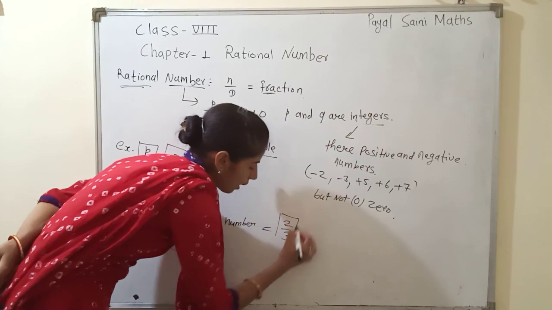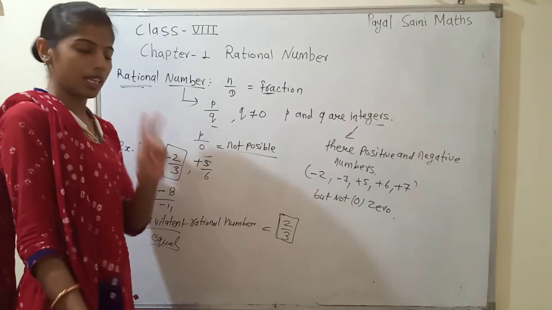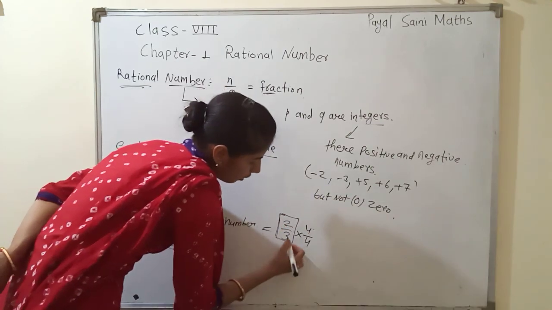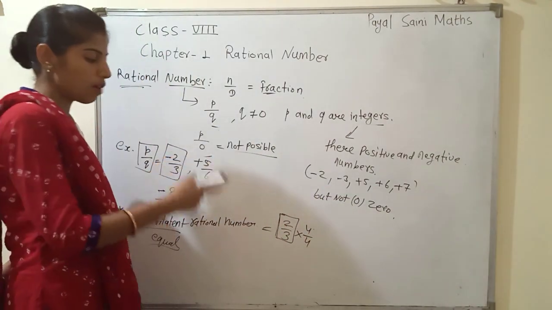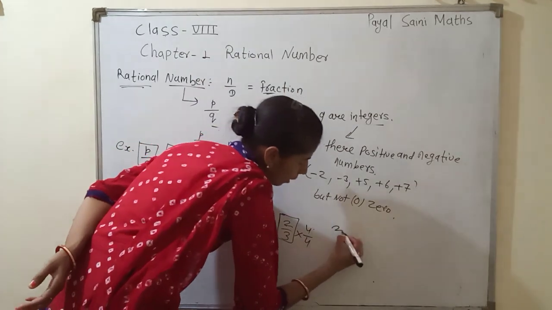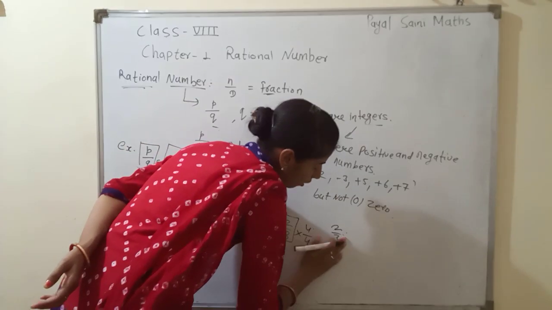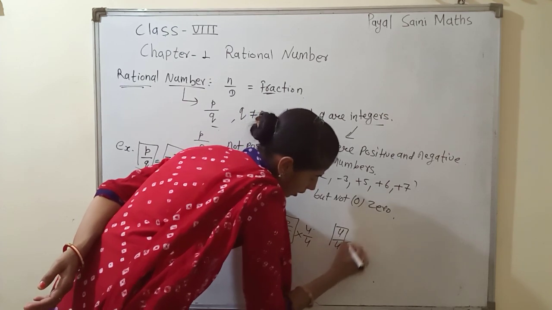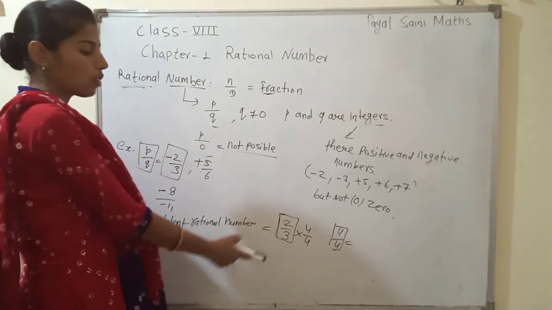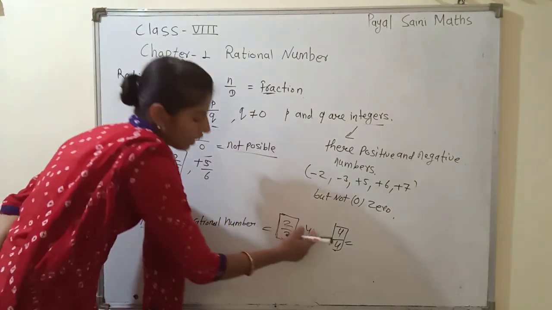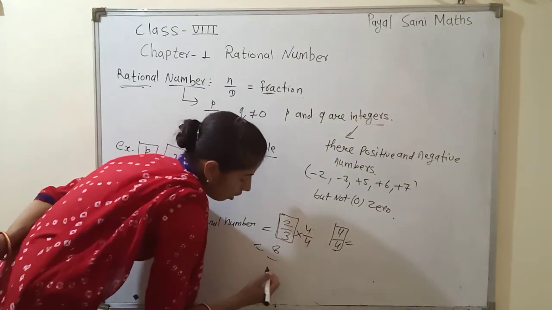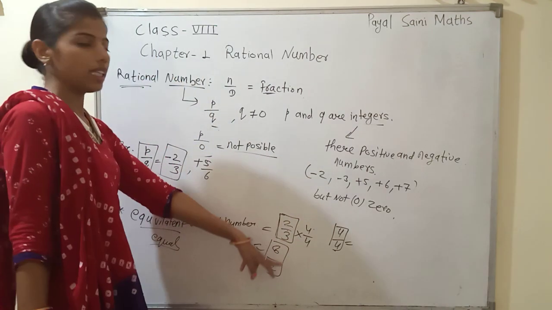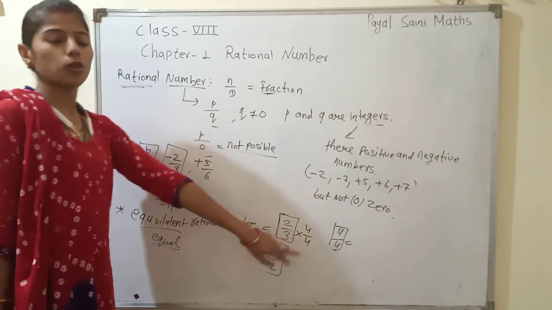If I multiply this number by the same number, I write 4 by 4. It means the numerator and denominator are both multiplied by the same number. 2 by 3 times 4 by 4: 4 2s are 8 and 4 3s are 12. So 8 by 12 is equivalent to 2 by 3.